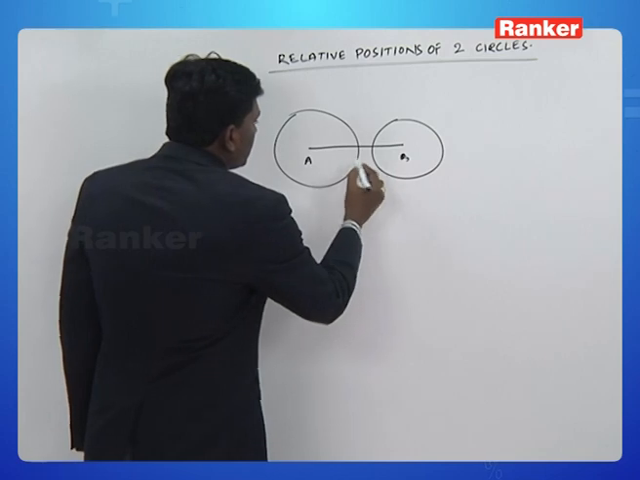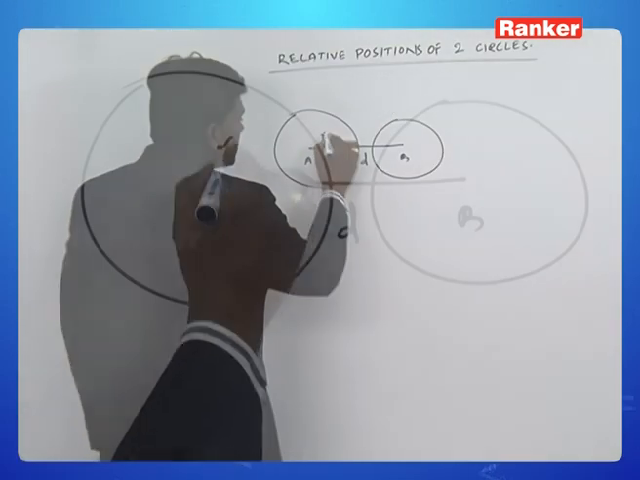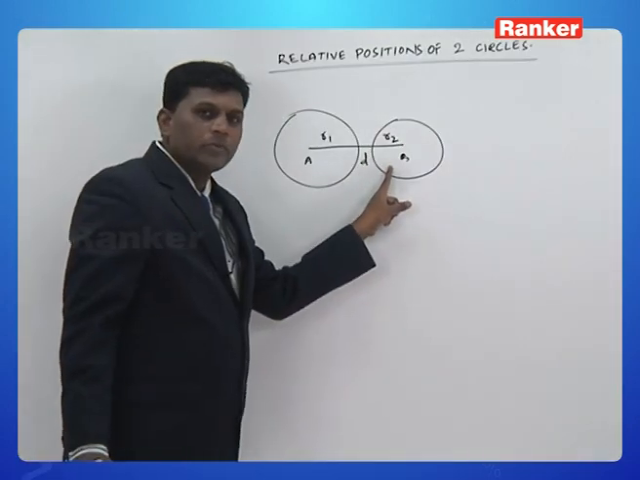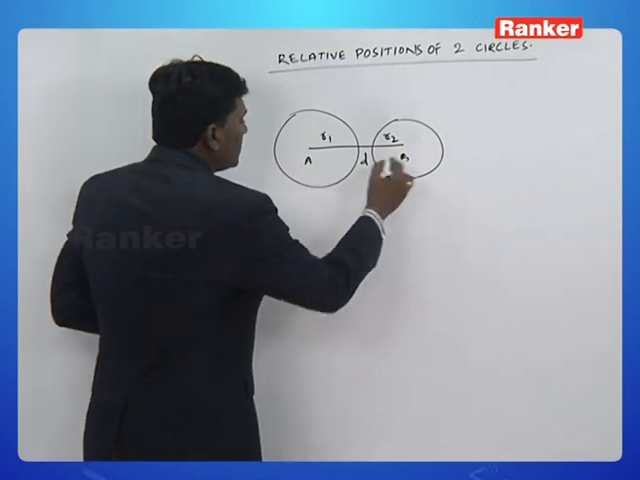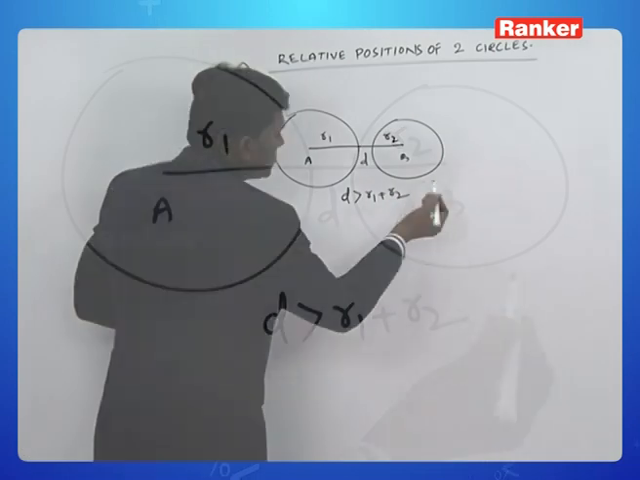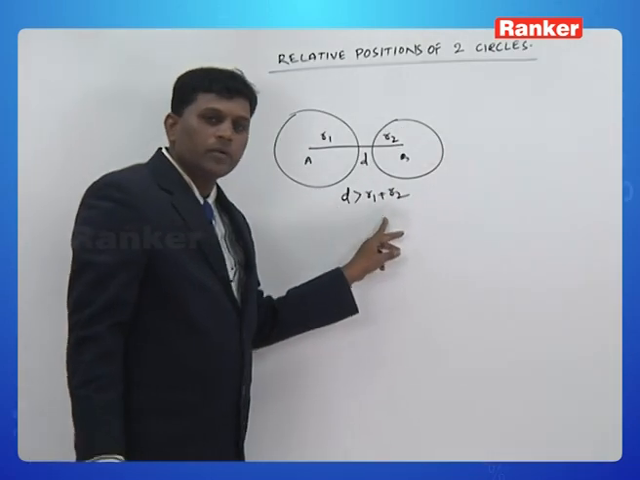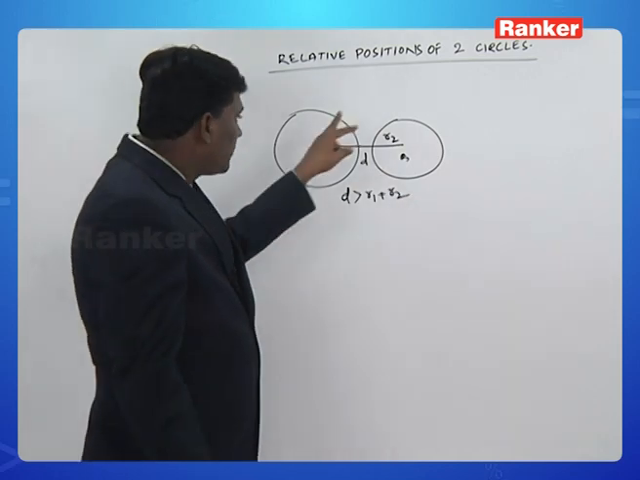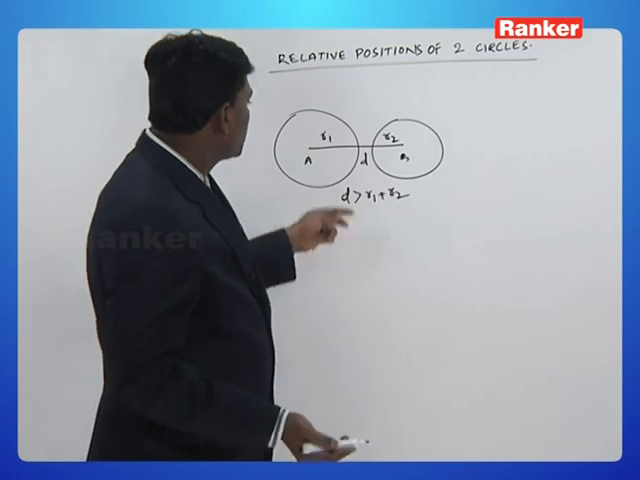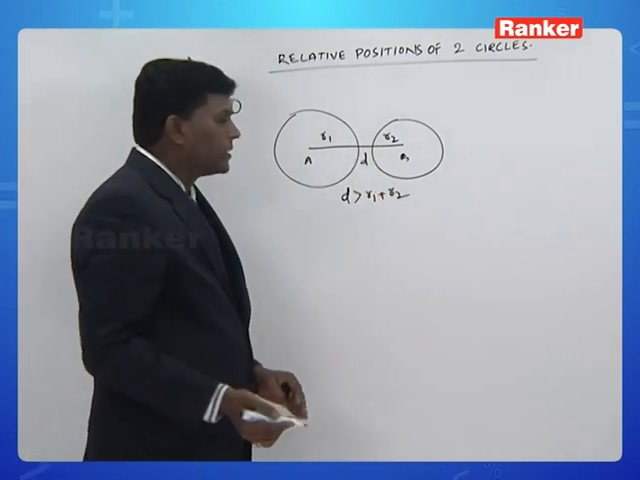Distance between these centers taken as D. This radius is R1, this radius is R2. From the diagram, one can guess very comfortably that distance between centers is greater than sum of these two radii. So whenever we find the condition D greater than R1 plus R2, the given two circles are external to each other. They don't have any common point, as well each circle is external to the other.